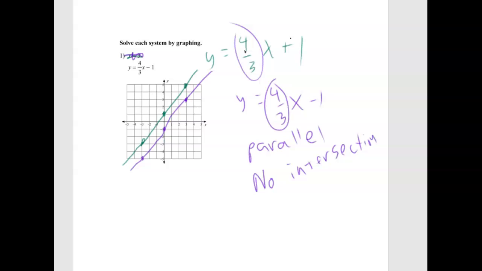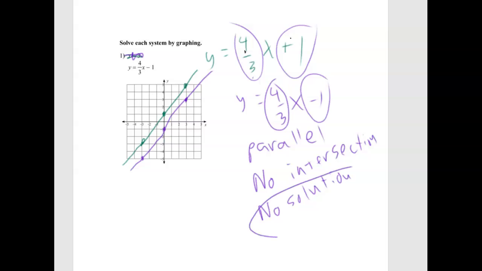And whether you're solving this by graphing or by looking at these, look, you've got 4/3 and 4/3, and these are different. If these numbers were the same, if they were the same equation, you'd have infinite solutions. So there is no solution to this system. There is no point that the two lines have in common.